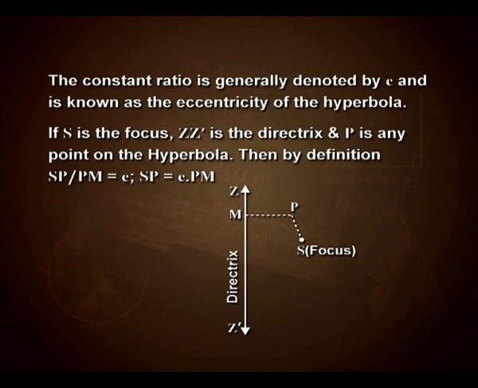If S is the focus, ZZ dash is the directrix and P is any point on the hyperbola, then by definition SP upon PM is equal to e, or SP is equal to e multiplied by PM. Let us look into one example.